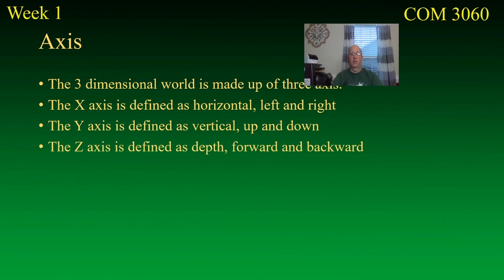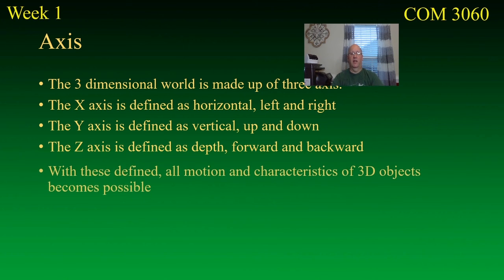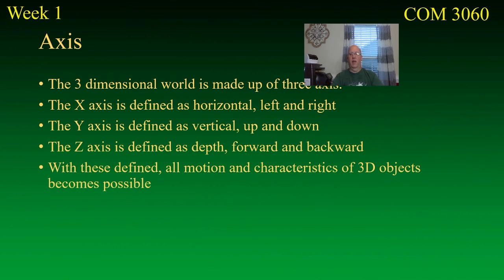Now, the moment you go for the z-axis, that is in and out. That is that axis. And so if you wore 3D glasses, I'd be poking your eye out there. But the idea is the z-axis comes in and out. It's closer and further away to you. So therefore, you can have a point here and a point here and maybe move them around on the different axes. And then you've got all kinds of room for movement. And so that is how that is defined. And with these defined, all motion and characteristics of 3D objects becomes possible.